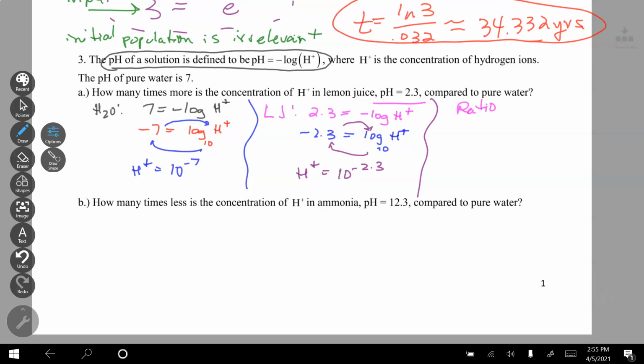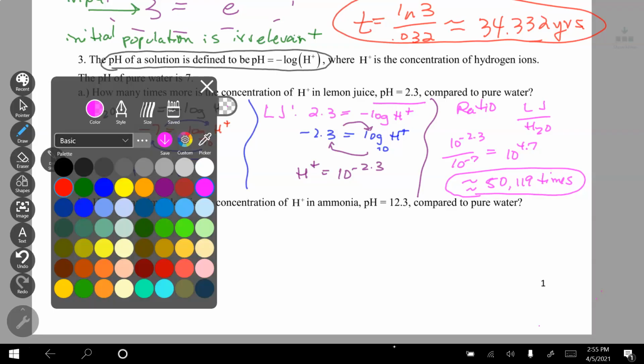I always want to put the higher number on top. So lemon juice is actually the higher number than water. So I do 10 to the negative 2.3 over 10 to the negative 7. And I subtract logs, I get 10 to the 4.7 is my result. Well, I put that in the calculator, and I get it's about 50,000 times more. So lemon juice has 50,000 times more hydrogen ions than pure water.